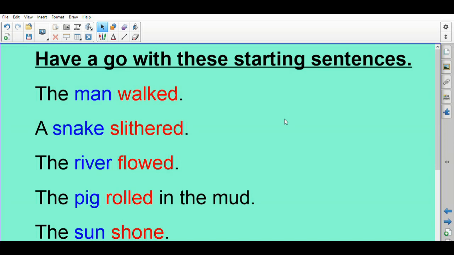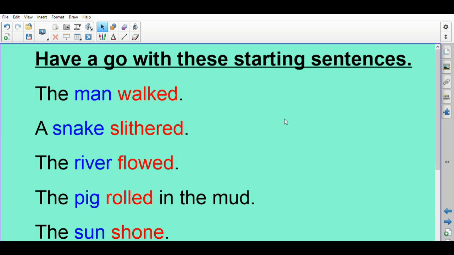So I've given you 5 really simple sentences with our subject and verb. See if you can expand them and build them up with more detail. So the first one, the man walked. What can you tell us about the man? How did he walk? Where was he going? A snake slithered. What was the snake like? How did it slither? Where did it slither? Where did it come from?